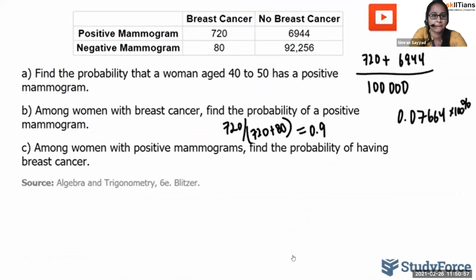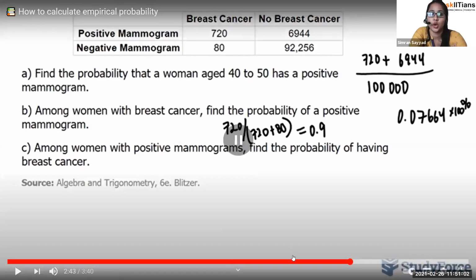Lastly, they want to know among women with positive mammograms, find the probability of having breast cancer. What are they saying? Among women with positive mammograms, how many are there? The total, you can see, is 720 and 6,944. Are we going to consider the 100,000? No, only the positive mammograms. So 720 and 6,944 will be the total number of observations, and the number with breast cancer is 720.